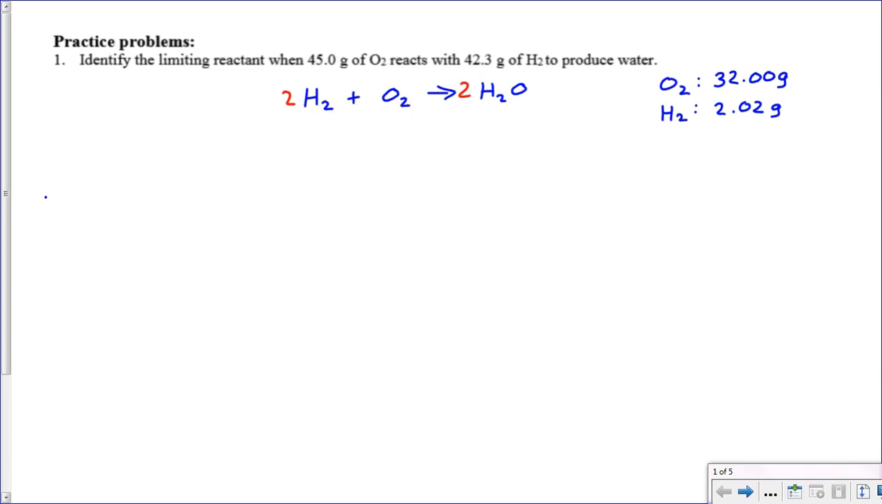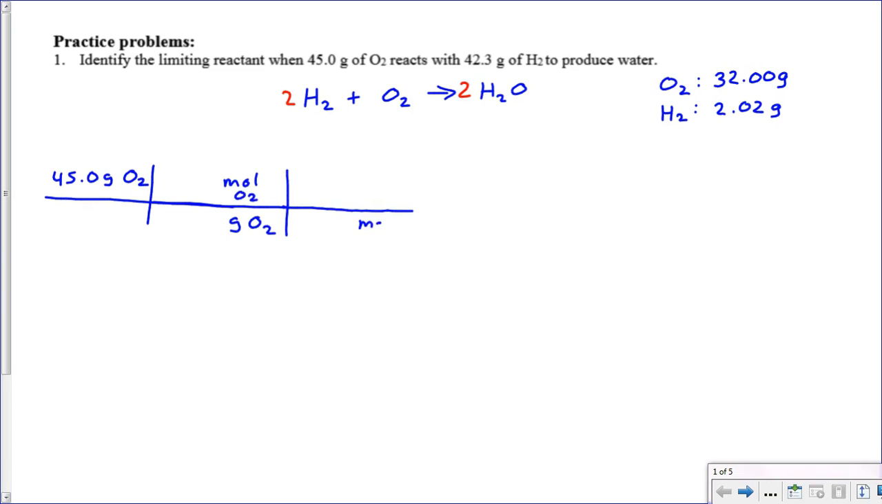So then we start here, 45.0 grams of oxygen. And so we want to get it out of grams of oxygen, so out of grams of O2, and into moles of O2. And then we want to get it out of moles of O2, and we want to get it into moles of H2O. Conversion factor is grams to moles.